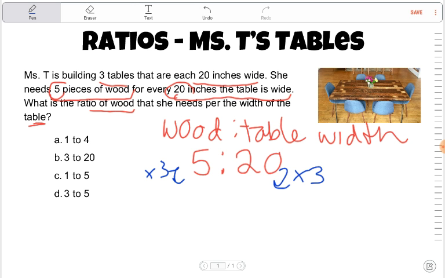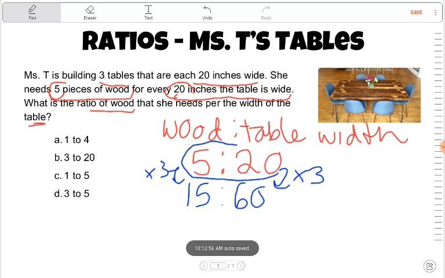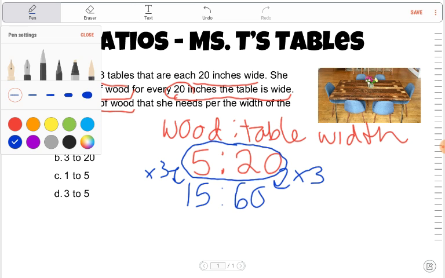Now, that's for 1 table, but for 3 tables, it would be 15 to 60. And those are the same. If we reduce this by dividing it by 3, we would end up with 5 to 20. And I'm looking at my answer choices, and I don't see either of those. I don't see 5 to 20. I don't see 15 to 60. So that tells me here that I can reduce this fraction, this ratio right here, probably into some simpler terms.